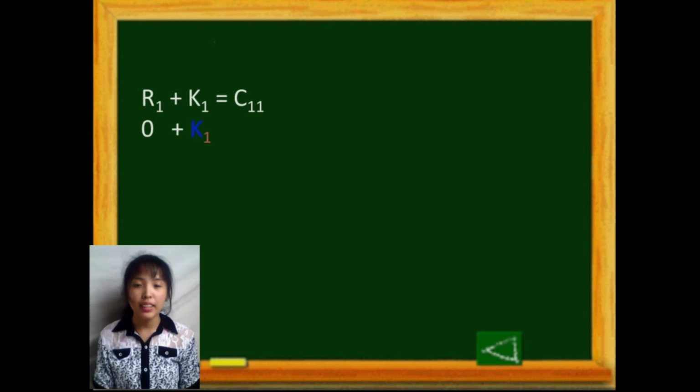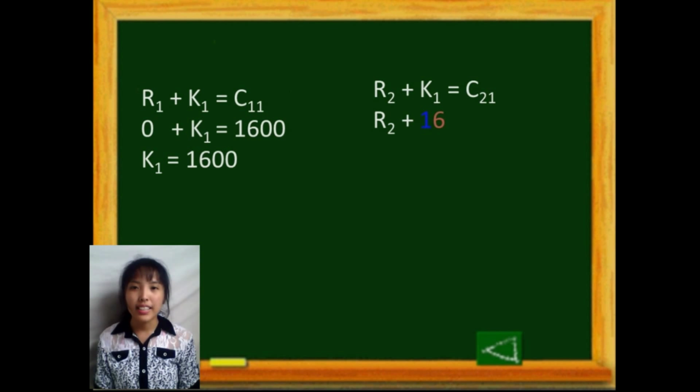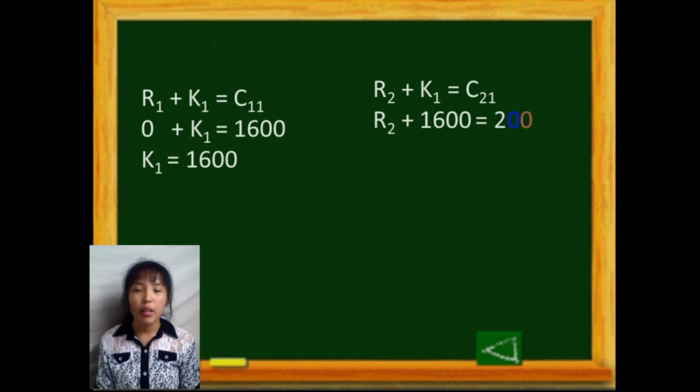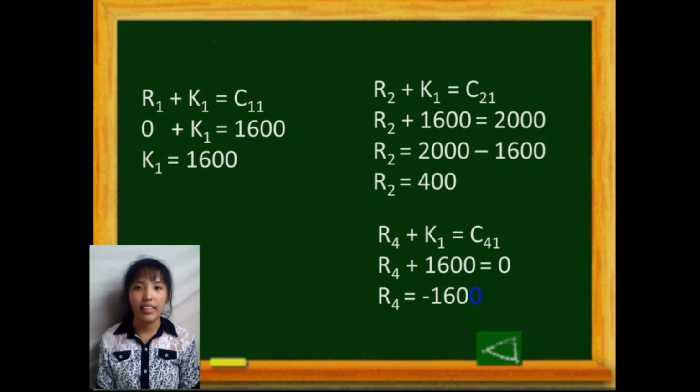Compute the values of R and K. R sub 1 plus K sub 1 is equal to C sub 1,1. 0 plus K is equal to 1,600. K sub 1 is equal to 1,600. R sub 2 plus K sub 1 is equal to C sub 2,1. R sub 2 plus 1,600 is equal to 2,000. R sub 2 is equal to 2,000 minus 1,600.